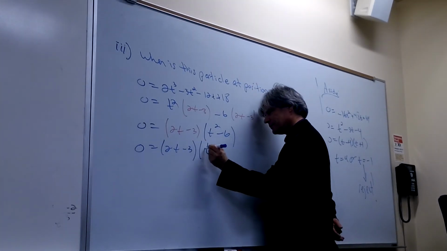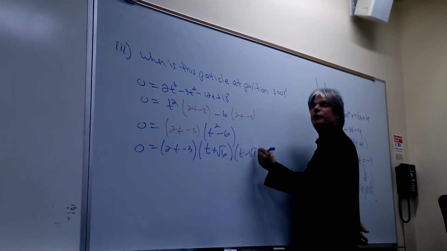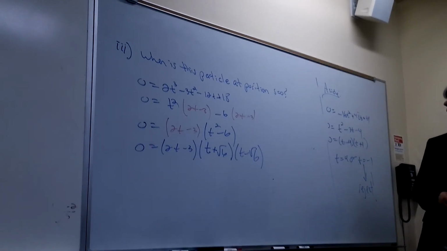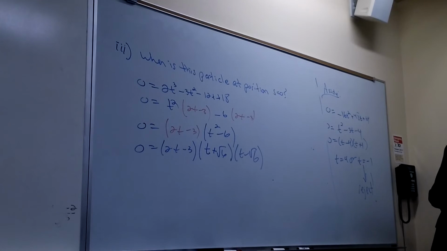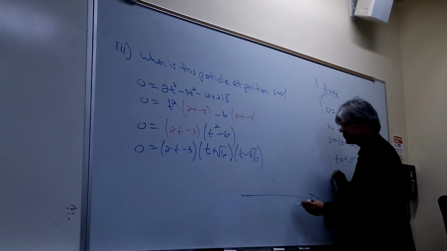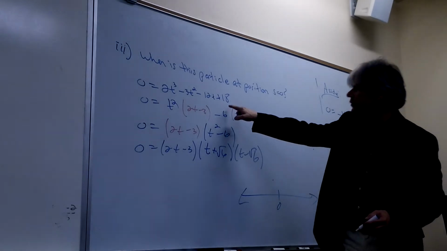T plus square root of 6, t minus square root of 6. Very nice. So how many times does this particle actually pass the position s equals 0? 3 times. Those particular time values are 3 halves, root 6, negative root 6. What does that mean? That means on a number line, here's 0. It means initially the position was like 18.